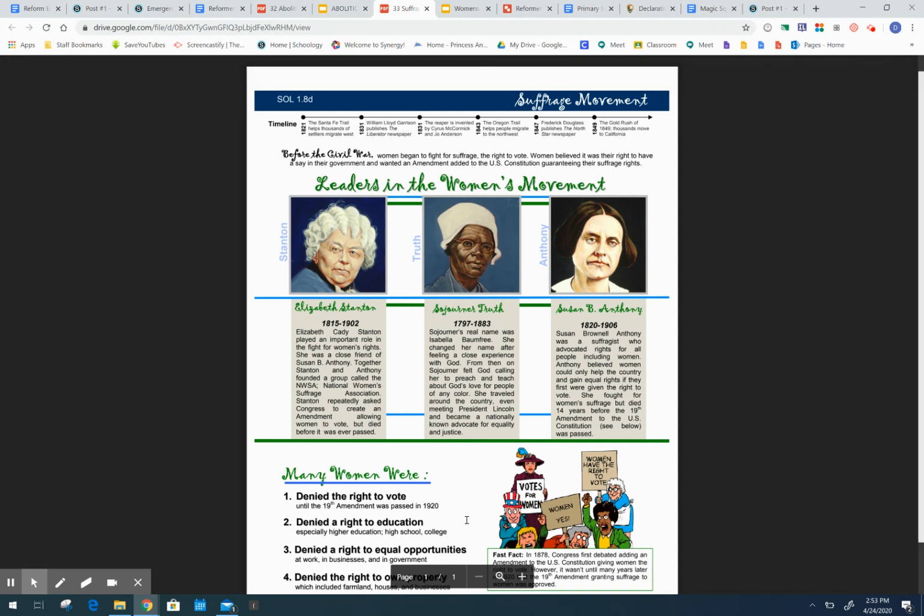When you're looking at the suffrage movement, that word means the right to vote. And that was one of the key efforts of these people who were behind the women's rights movement. But in addition to that, there were some other inequalities for women during that time. So you're going to read about some of the rights that were denied to women and who some of the key people were who stepped up to try to make changes in those areas.